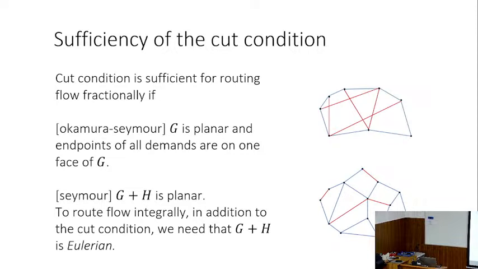So the cut condition is sufficient for routing flow fractionally if the graph is planar and all the demand sits on one face. And in this talk, we are going to be talking about what are called Seymour instances, where the joint graph, G plus H, is planar. If G plus H is planar, then the cut condition is necessary and sufficient. Additionally, if this joint graph is Eulerian, then you can also route the flow integrally, for both of the settings.